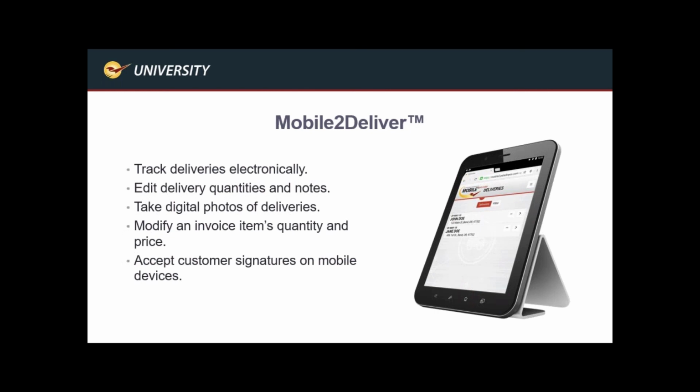So, Mobile 2 Deliver here. This guy allows you to track deliveries electronically. You can do pretty advanced things with it, in that you can edit delivery quantities and notes, all this information, take digital photos of delivery and modify the invoice. All this information communicates with Paladin in real time. So as it happens in the field, it's happening in Paladin.